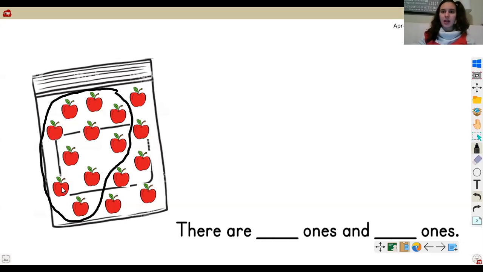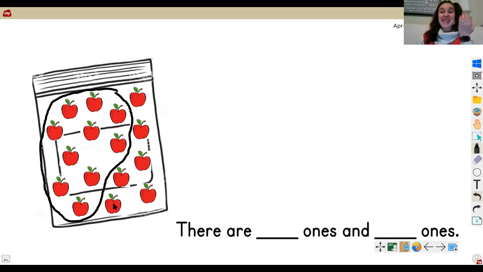Now, remember, in my circle, there are 10 ones. And I see that there's not enough to make another group of 10. So I'm going to count these apples individually by 1. So 1, 2, 3, 4, 5, 6. So I see that I have 6 ones left over.